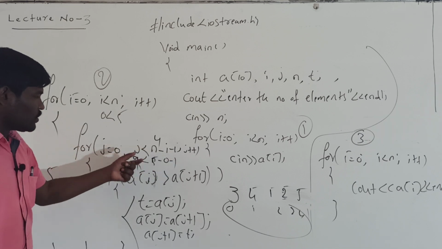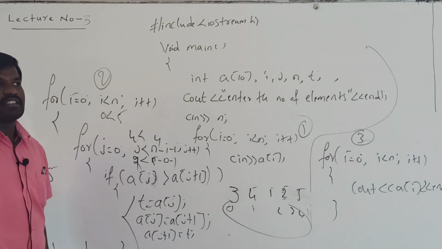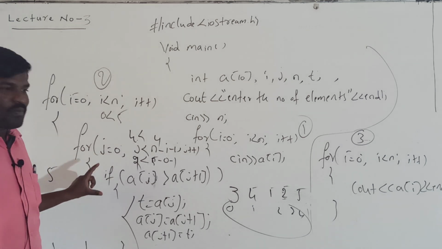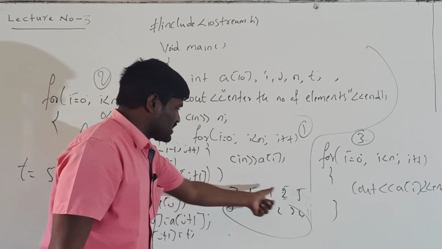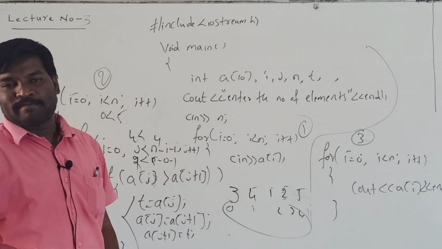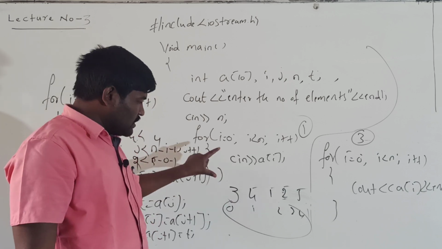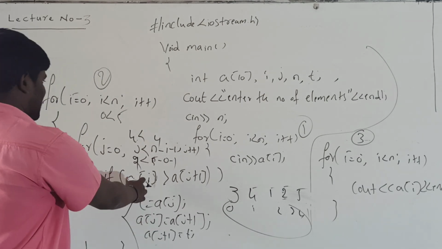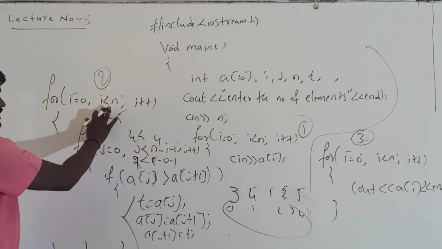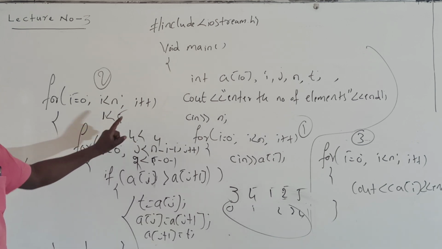When the j value becomes 4, 4 is less than 4, the condition becomes false. See here, once the inner for loop becomes false, 5 is shifted to the last position. Clear? See here. Now the elements are 3, 4, 1, 2, 5. Okay. Next, i will be incremented by 1. 1 is less than 5.